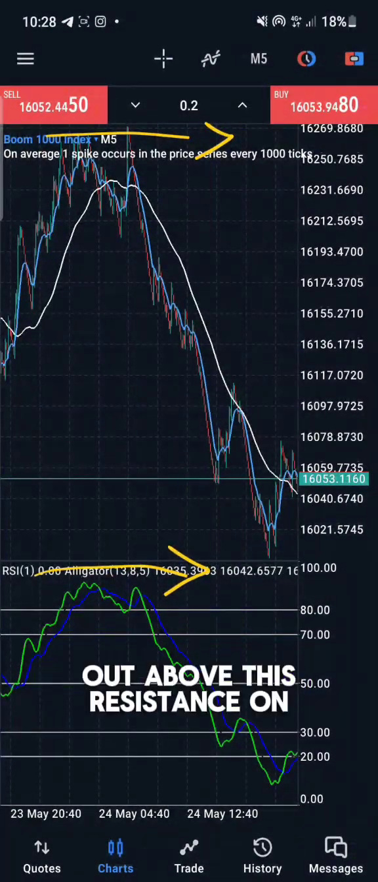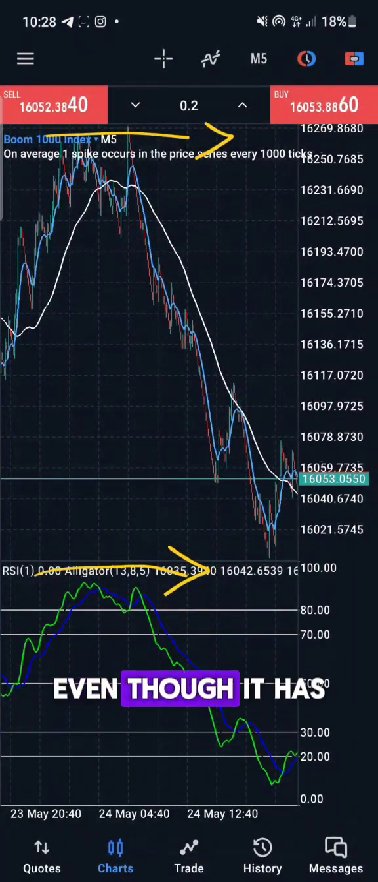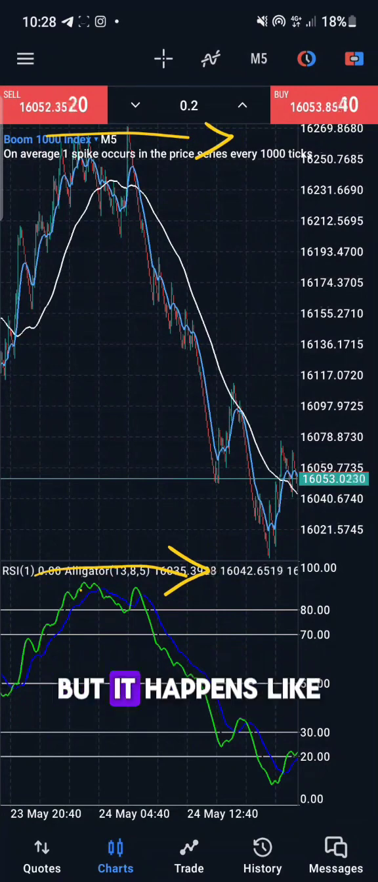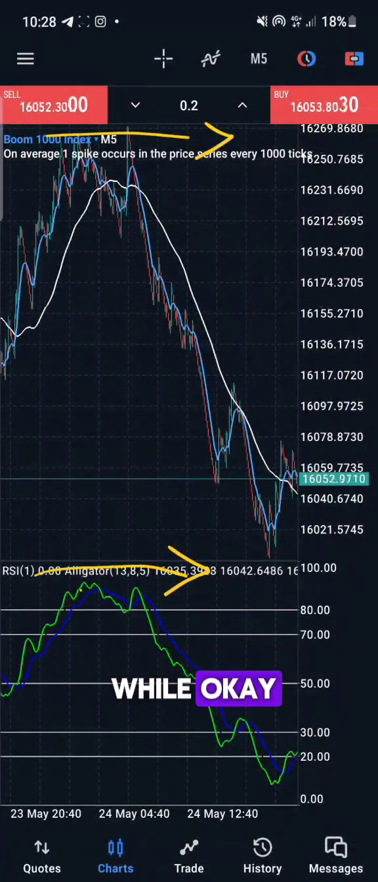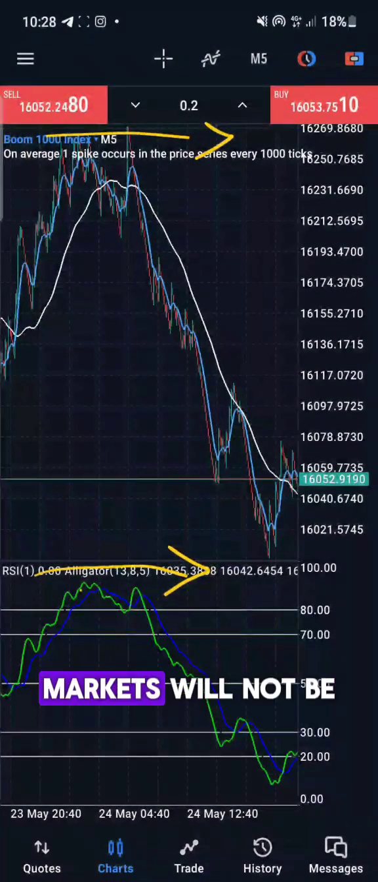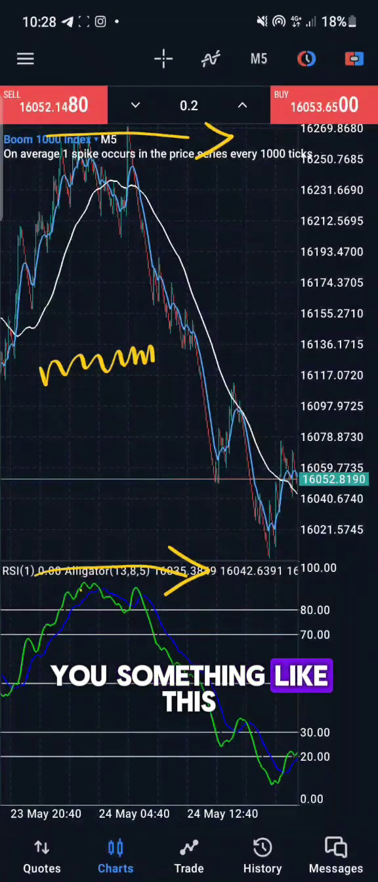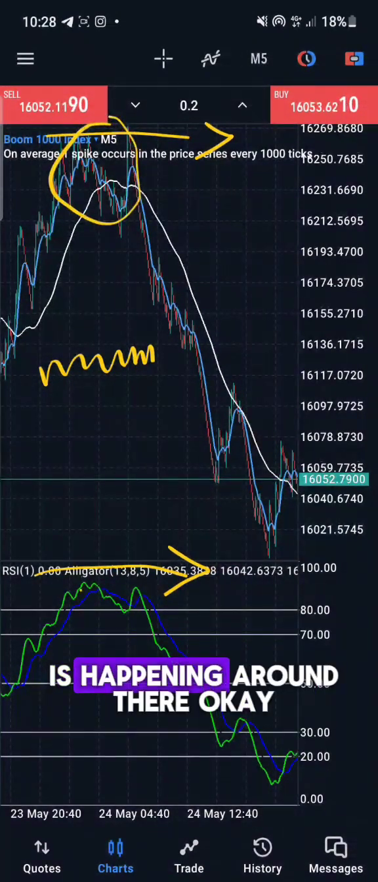But if it breaks out above this resistance zone, it will still keep on buying. Even though it has shown that it has overbought, it happens like that once in a while. Once we observe this, you will notice that the market will not be having a smooth direction again. It will be giving you something like this, and that is what is happening around there.